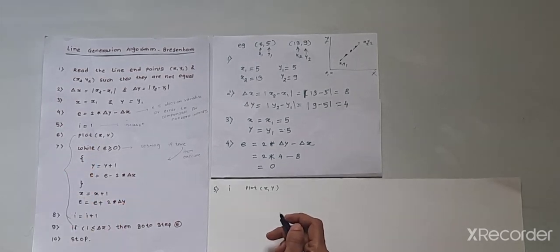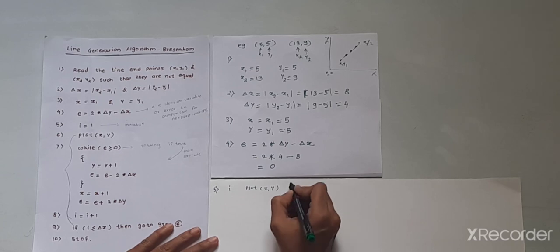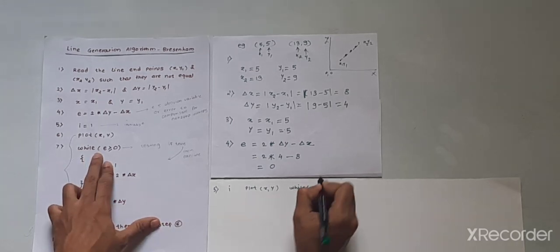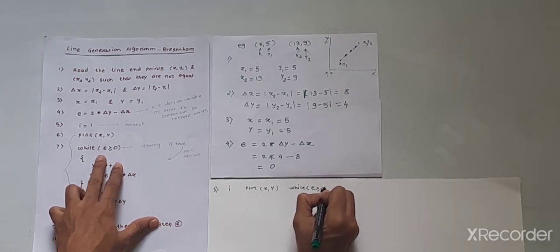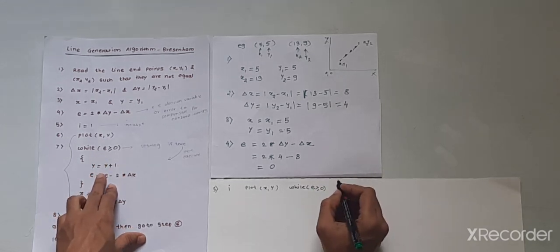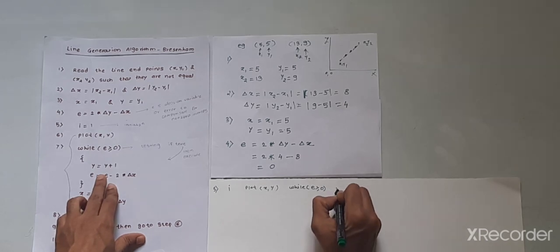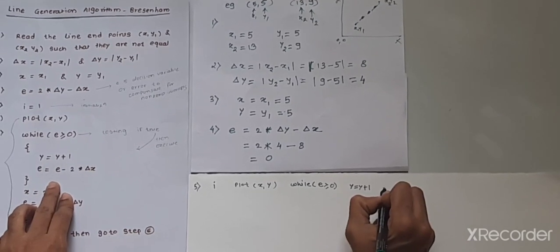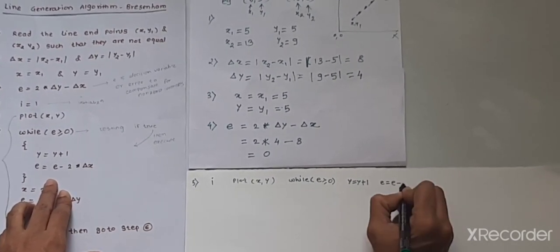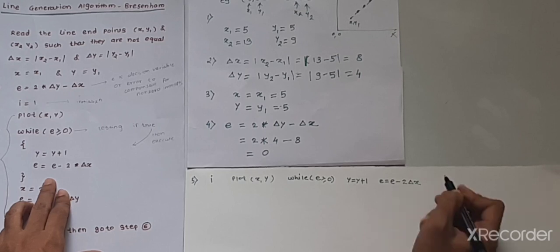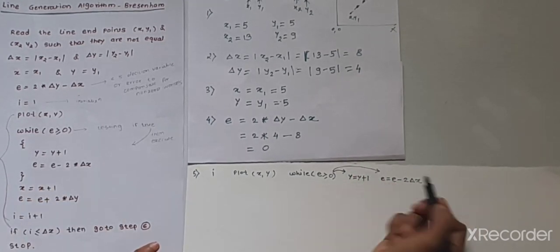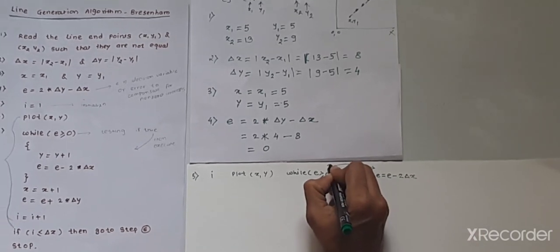Now what is the step number 7? We want to calculate here our condition. That means while our e value is greater than or equal to 0, then if this condition is true, we have to calculate y is equal to y plus 1. Similarly, e is equal to e minus 2 delta x. If this condition is true, then only these two statements are going to execute. Otherwise, we are going to have calculation of the next step.